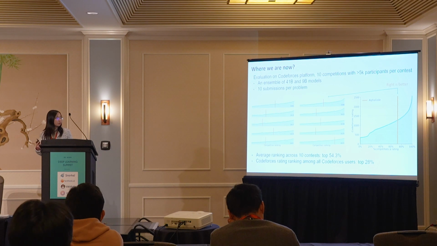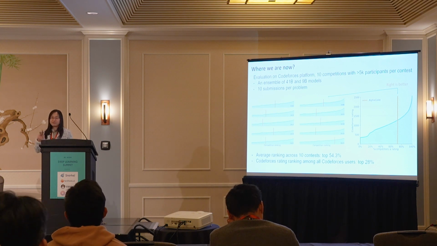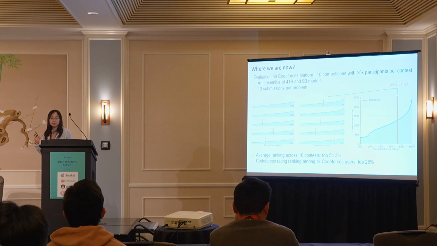Among these 10 competitions, our AlphaCode model can achieve an average ranking of around the top 54%. And if we consider this rating overall, it is among the top 28% of all the Codeforces users. So clearly, this is still far below the top human programmers. But we consider it an important milestone because it shows that these models are really able to solve some highly non-trivial and challenging programming problems and demonstrate algorithmic reasoning capability.